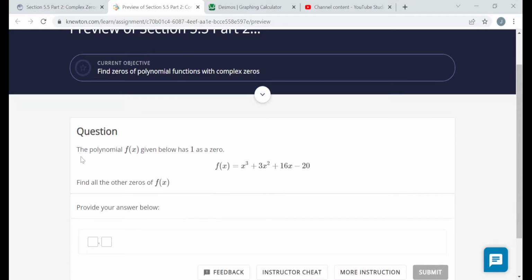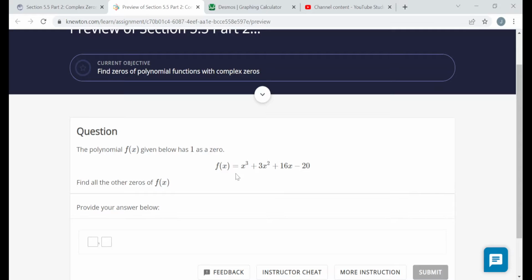So the first question: polynomial f of x given below has 1 as a 0. So this one's even easier. They're telling you one of the zeros. They're asking you to find the other two, right? It's a degree 3 polynomial. Whatever the degree is, that's how many complex zeros the polynomial will have. So a degree 3 polynomial will have 3 complex zeros. They gave us one of them, the number 1. What are the other two?